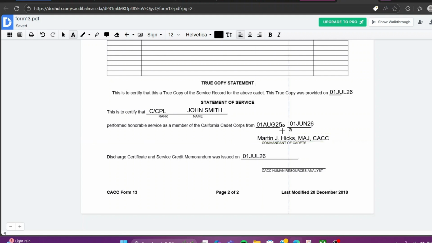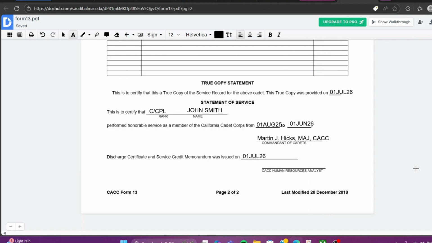Now, this is a made-up name that is given in the regulations, so it would be filled out by your specific Commandant. And this discharge certificate and service credit memorandum was issued on, and then the date that it was issued, and then the CACC Human Resources Analyst or the HQ CACC S1 would sign that signature right there.